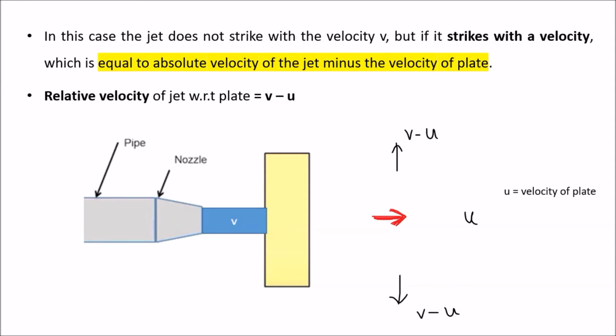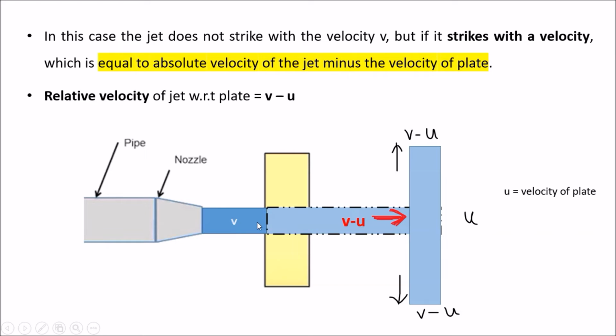In this case the jet does not strike with velocity v, but strikes with a velocity equal to the absolute velocity of the jet minus the velocity of the plate. As you can see in the diagram, when the water strikes the plate, it moves the plate from one position to another, with the velocity v minus u.